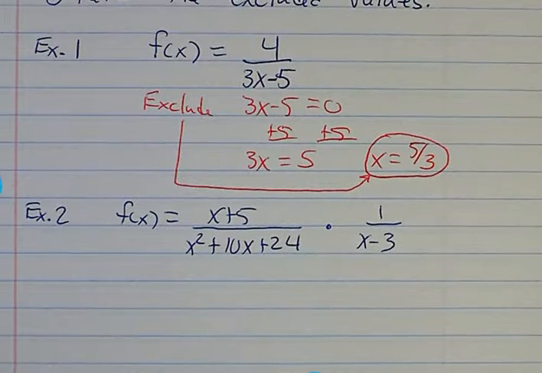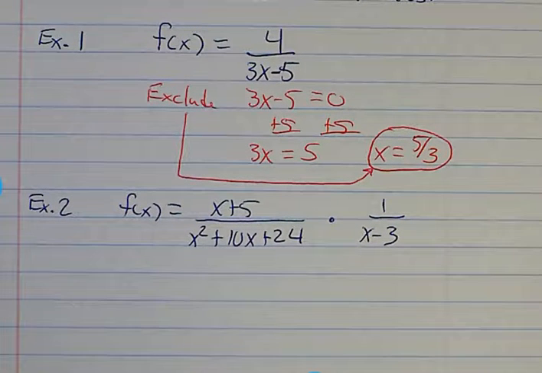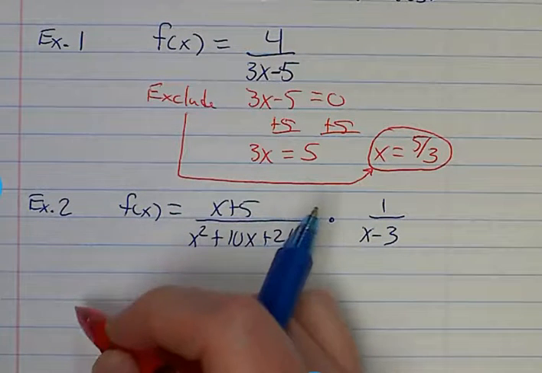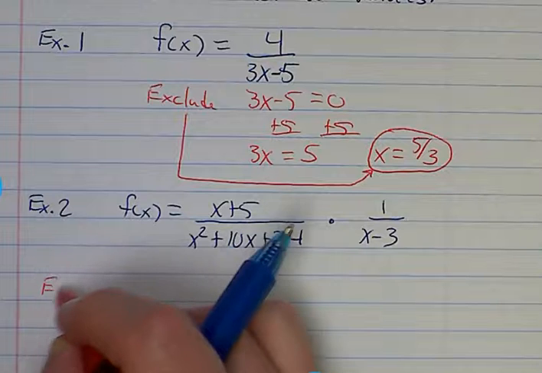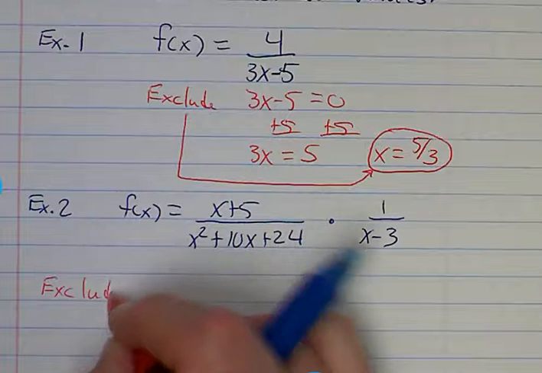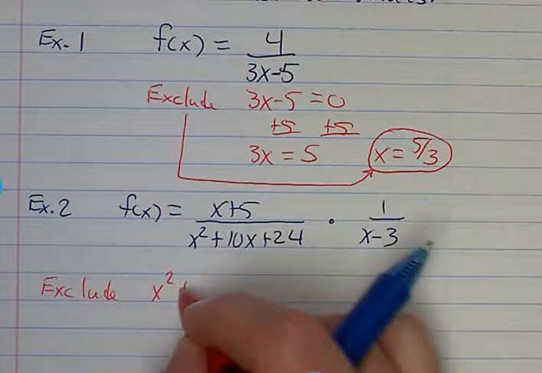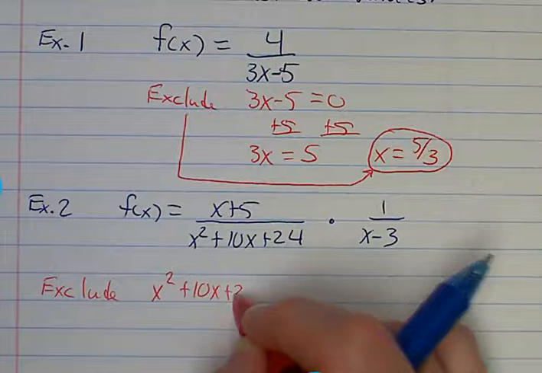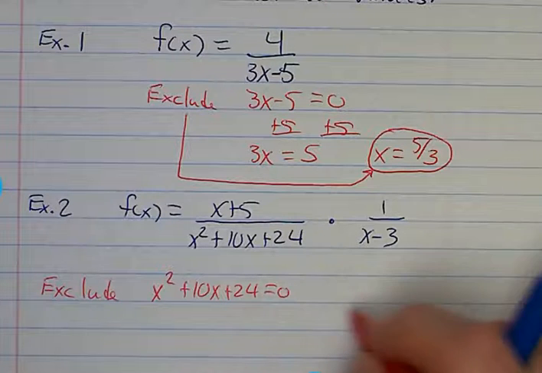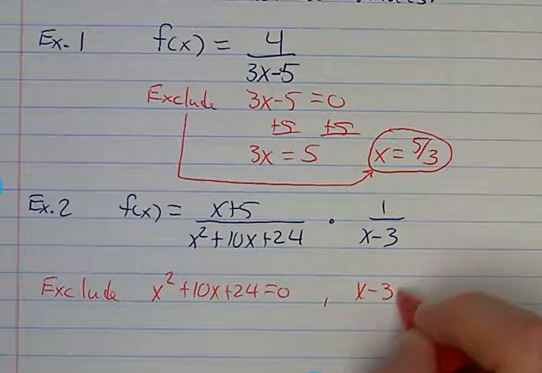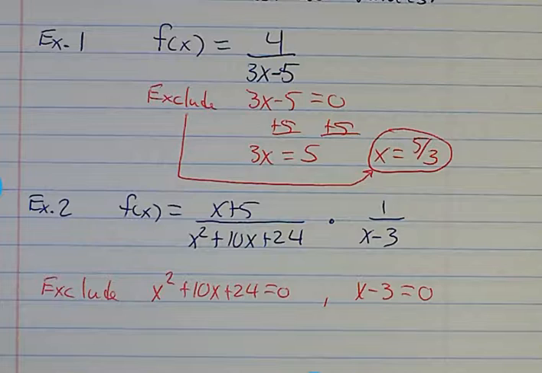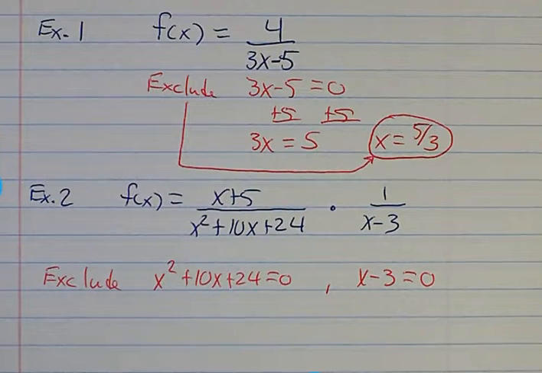So still the same directions for this one. We're still going to state the excluded values. So we're still going to do the same thing. We're going to exclude all the denominators equal to 0. So if you have two denominators, you've got two different things you have to set equal to 0.